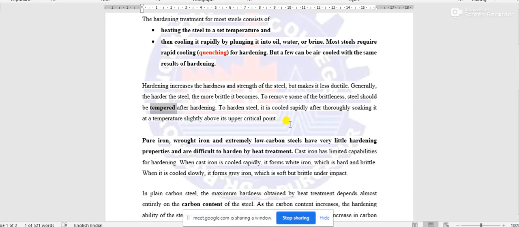And obviously, by tempering the hardened steel, we may reduce the brittleness of the steel and increase the ductile property of the hardened steel.